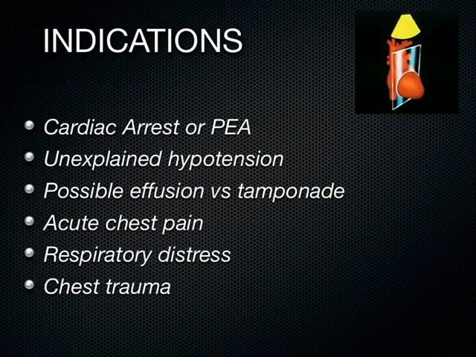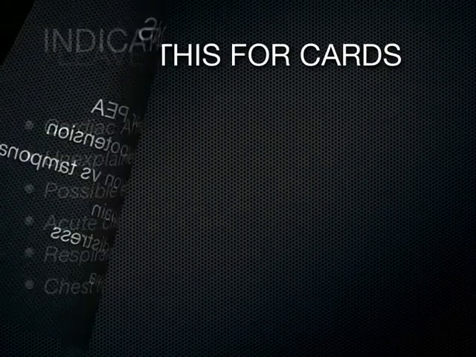The indications to do cardiac ultrasound are any of these situations: a patient in PEA or cardiac arrest, or unexplained hypotension, maybe there's an effusion, whether or not it's tamponade, patients with chest pain. Respiratory distress is probably my most common reason why I do a cardiac ultrasound, believe it or not. Unexplained dyspnea: a study has shown that at least 20% of the time, with unexplained dyspnea, you're going to find a pericardial effusion. So when you don't have another reason for the dyspnea, and of course with trauma.